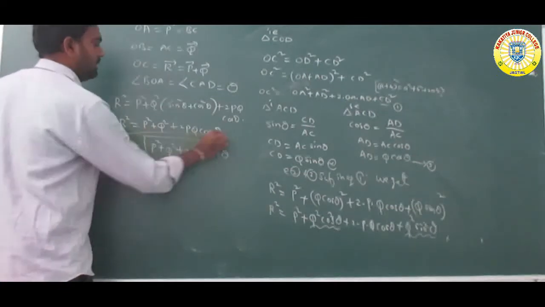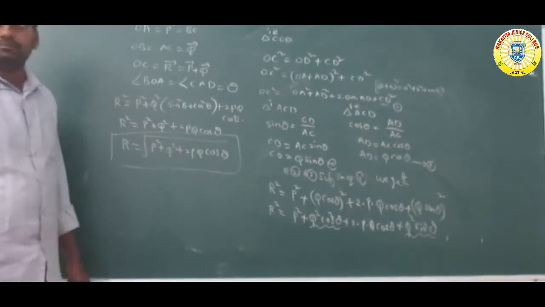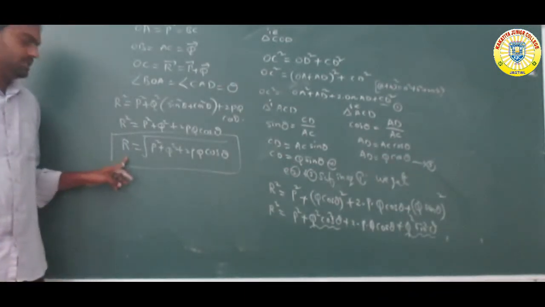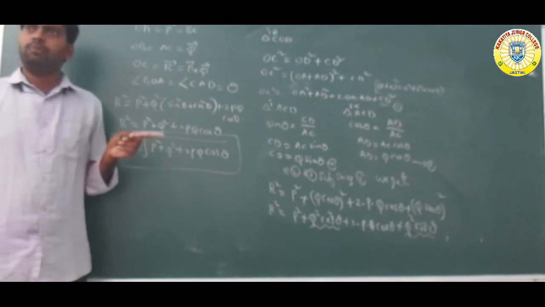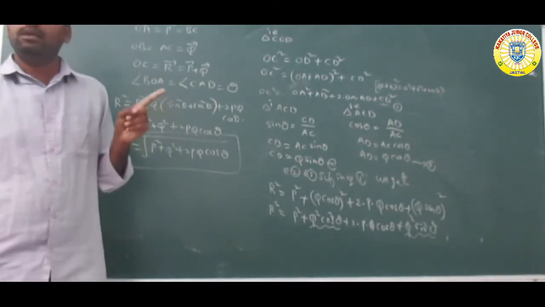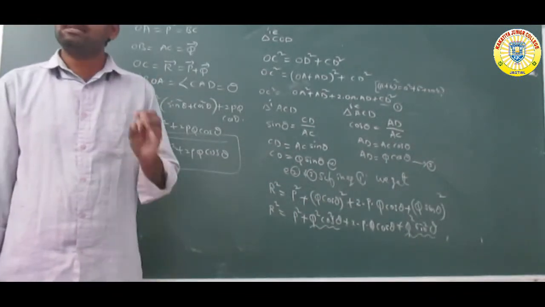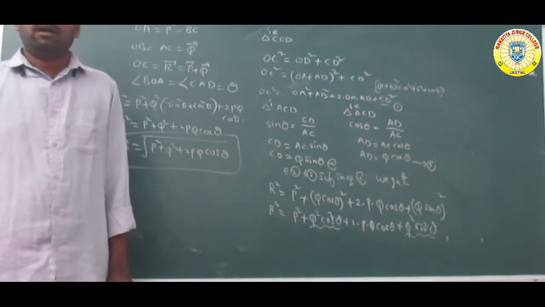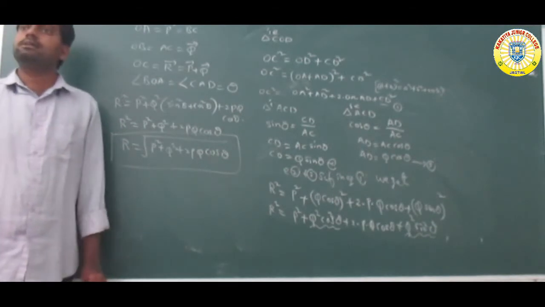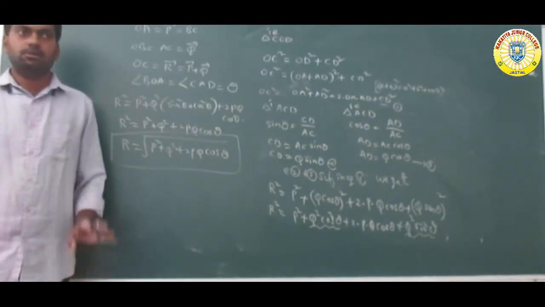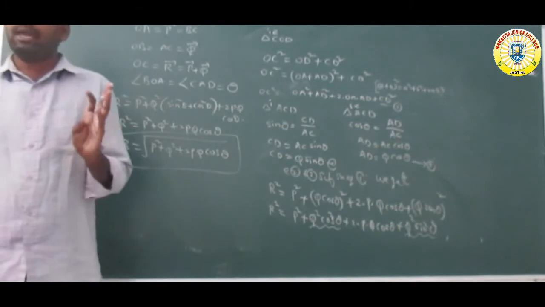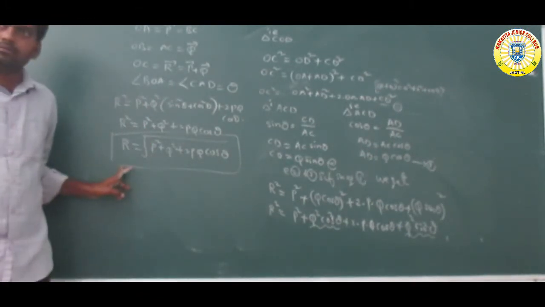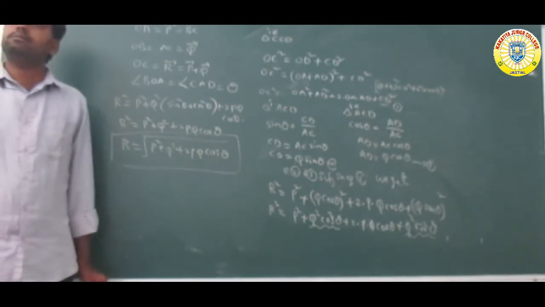So this is called the resultant vector. That is the magnitude. The magnitude is R is equal to under root of P square plus Q square plus 2PQ cos theta. So that is called the magnitude of the resultant. Got it? Now also to find out the resultant: the magnitude and direction give the result. Already we found the magnitude, so another one is to find out the direction.